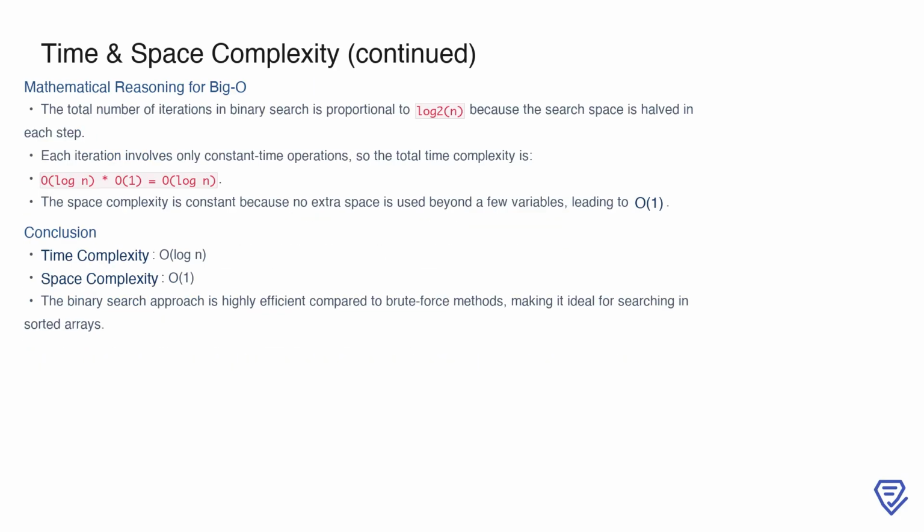Finally, let's solidify the reasoning behind the big O analysis. The total number of iterations in binary search depends on how many times the search space can be halved, which is mathematically proportional to log₂ n. Each iteration involves simple operations like calculating the middle index and performing a comparison, all of which are constant time operations, or O(1). When we combine these, the overall time complexity becomes O(log n) * O(1) = O(log n). Regarding space complexity, the algorithm only uses a few variables and does not allocate extra memory, resulting in constant space usage, or O(1).